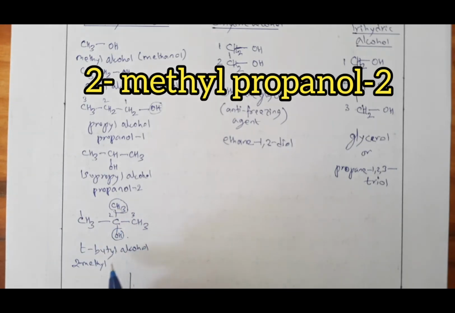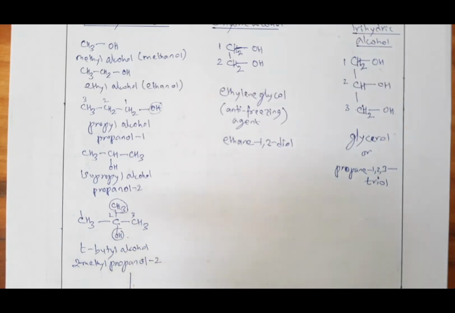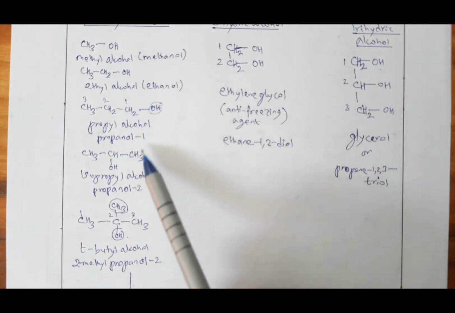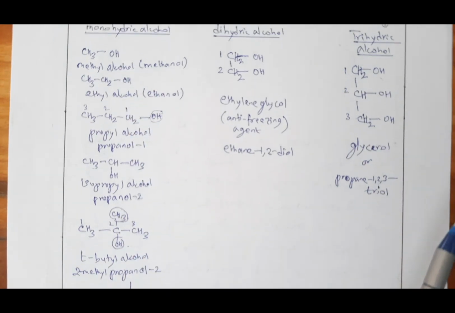Now for 3 carbon, we write propane, and for alcohol, we write ol. Again, the alcohol lies in number 2 place, so we call propanol 2, because the alcohol lies in 2. So the IUPAC name of T-butyl alcohol is 2-methyl propanol 2. Do remember. So if you see, all of them contain one OH, so we call them monohydric alcohol.